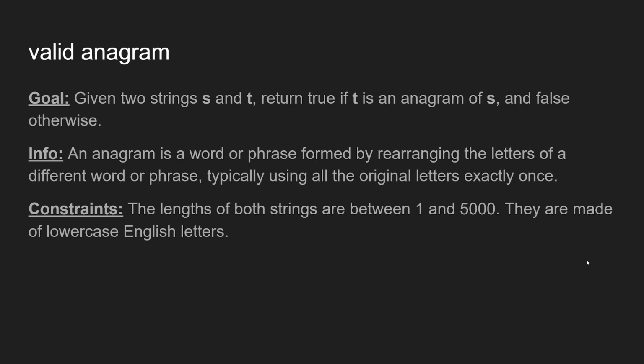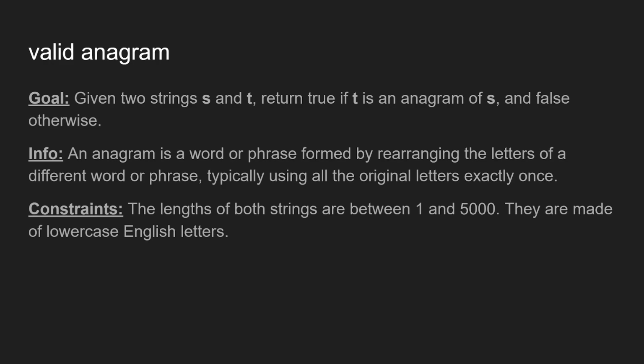So the goal of the valid anagram problem is, given two strings S and T, return true if T is an anagram of S and false otherwise. If you're not familiar, an anagram is a word or phrase formed by rearranging the letters of a different word or phrase, typically using all the original letters exactly once.